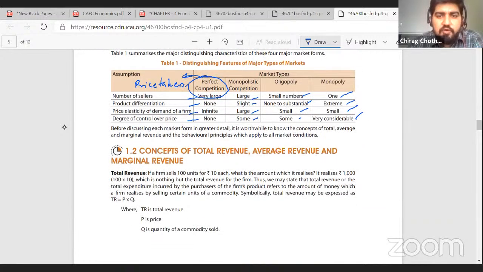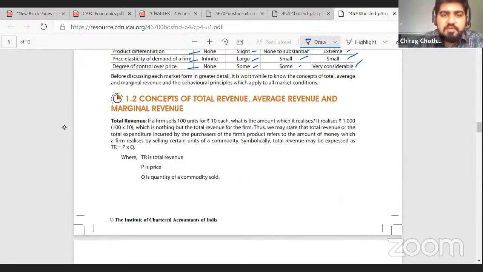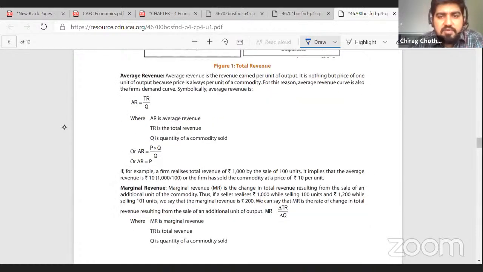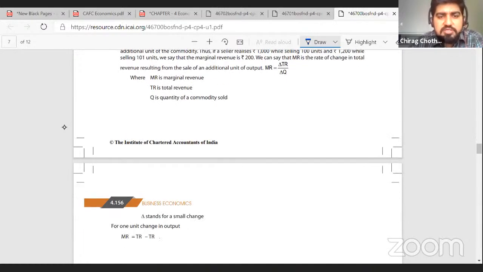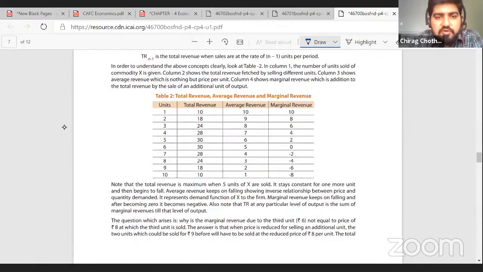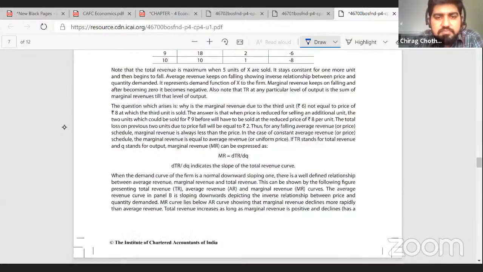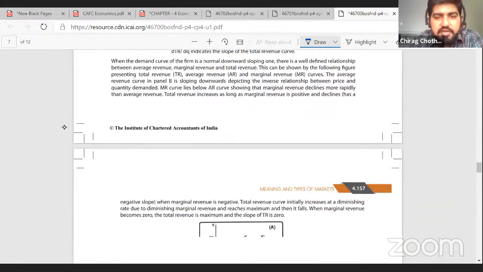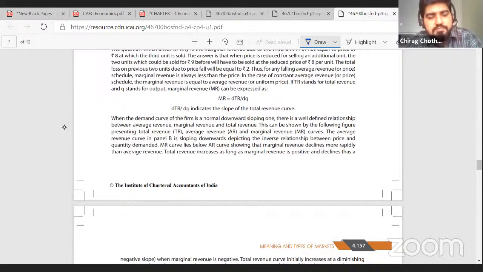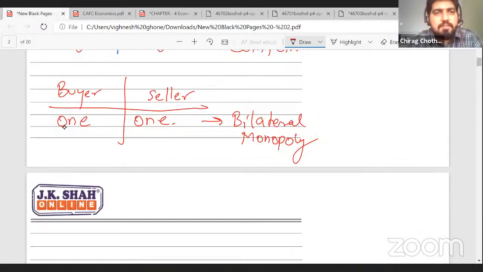Next one is the concept of total revenue, average revenue, and marginal revenue. Let's begin with understanding TR, total revenue, marginal revenue, and average revenue. There are a few concepts, students, that I'm now going to cover in perfect competition as well as in imperfect competition. So I want you to be very attentive because we are going to cover big concepts now. Okay, let's begin.